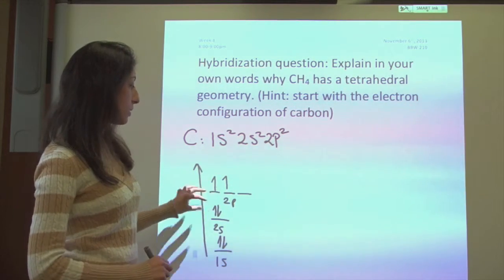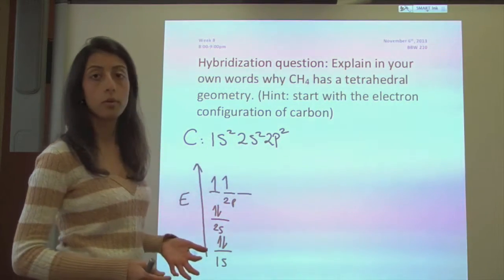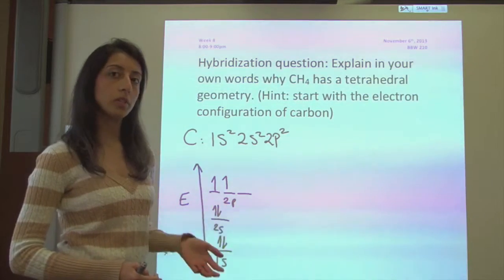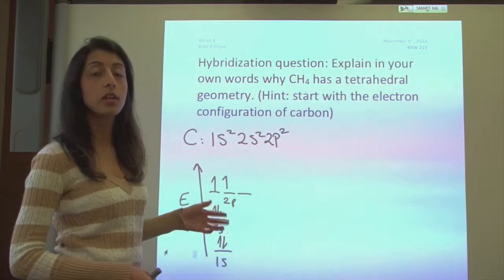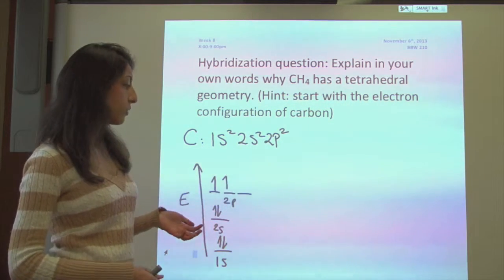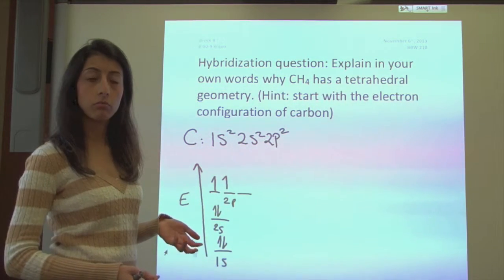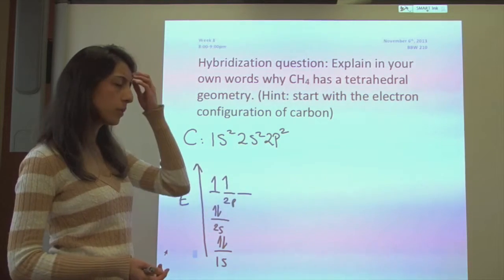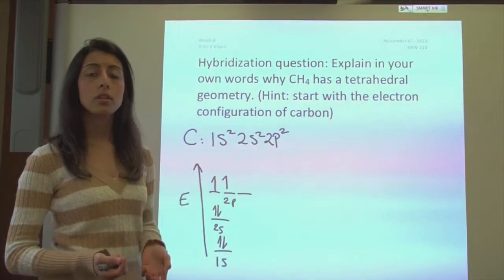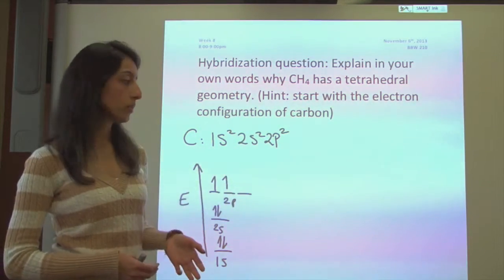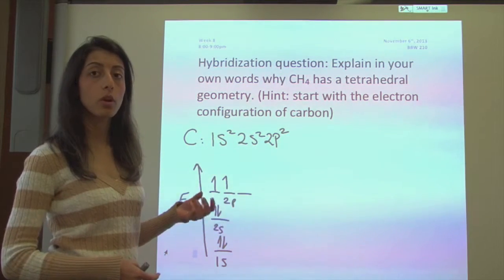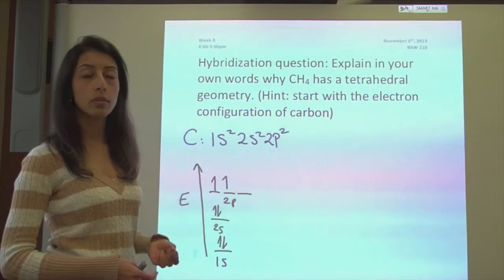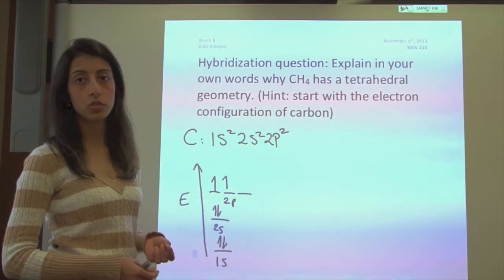Now, based on this, we would think that carbon would form not equivalent bonds because its valence electrons are in different energies. They have different energies. Thus, they should form different bonds and not equivalent bonds. But we know that that's not the case. Based on the evidence that is out there, the data that's out there, we know that carbon forms four equivalent bonds and has a tetrahedral geometry.